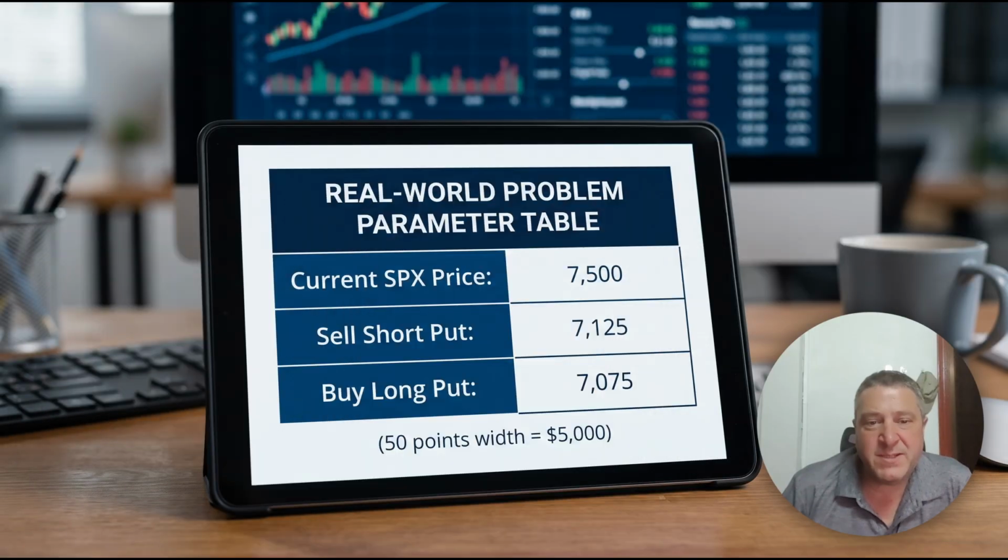Assume the S&P 500 is trading around 7,500. We might look approximately 45 days out and begin searching around 5% below the current market. 5% below 7,500 is approximately 71.25. In this example, we could sell the 71.25 put and buy the 70.75 put. That creates a 50-point wide SPX credit spread. Because the SPX has a multiplier of 100, the total width of the spread represents $5,000.